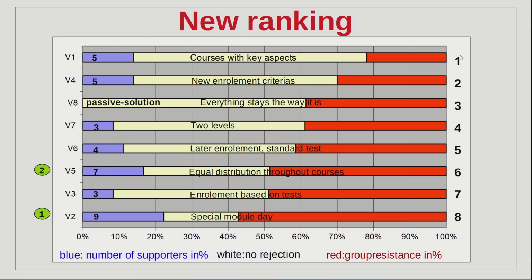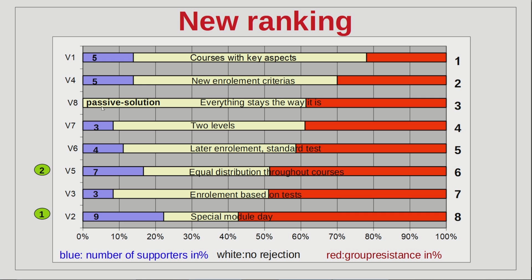So now on number 1, we will see the proposal. I'm still using the German V for Vorschlag, so that's actually a P for proposal. So the proposal with the lowest rejection is on number 1, and then down to the last spot, the proposal with the highest rejection and resistance. What do we see here now?